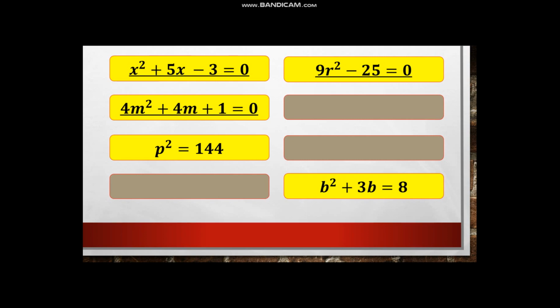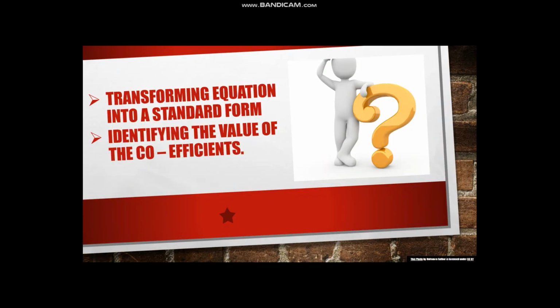which in fact there are ways to change into standard form. There are ways on how we are going to rewrite this quadratic equation in standard form, and let me show you how to do that. Are you ready? Okay. So we will be transforming equations that are not yet written in standard form into the standard form itself. And after we do that, we will identify the value of the coefficients. Is that clear? So let us begin.